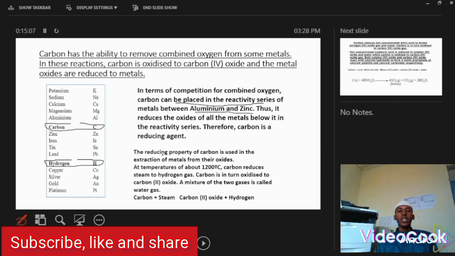The reducing property of carbon is used in the extraction of metals from their ores. At a temperature of about 1200 degrees, carbon reduces steam to hydrogen gas. Carbon in turn is oxidized to form carbon dioxide gas. A mixture of the two gases is called water gas.